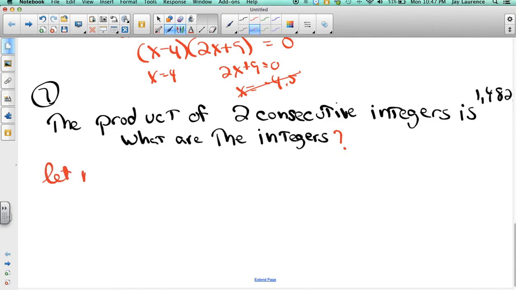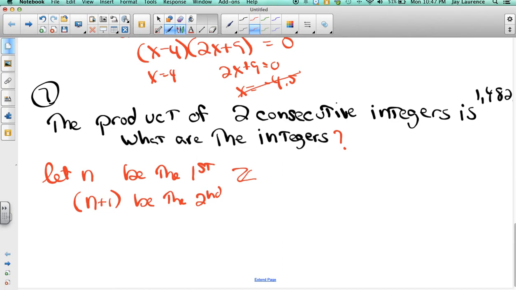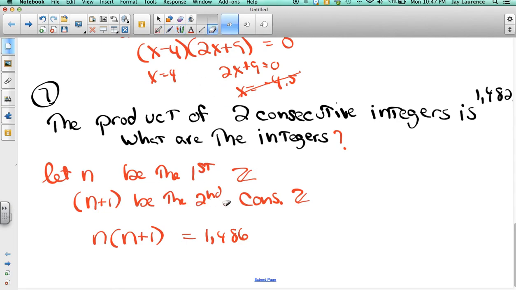Let n be the first integer. Okay. Then the next consecutive integer would be n plus 1. Be the second consecutive integer. Okay. Well, I need to multiply those. I need to take n times quantity of n plus 1. And I need that to equal 1,486. Oh, excuse me, 82. Notice it's the same problem with different numbers as the rectangle problem we just did. Yeah, it's the same thing.